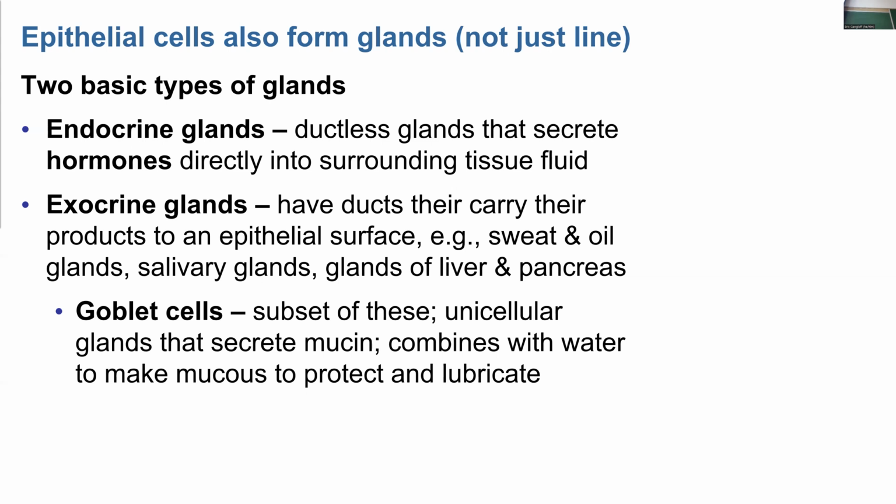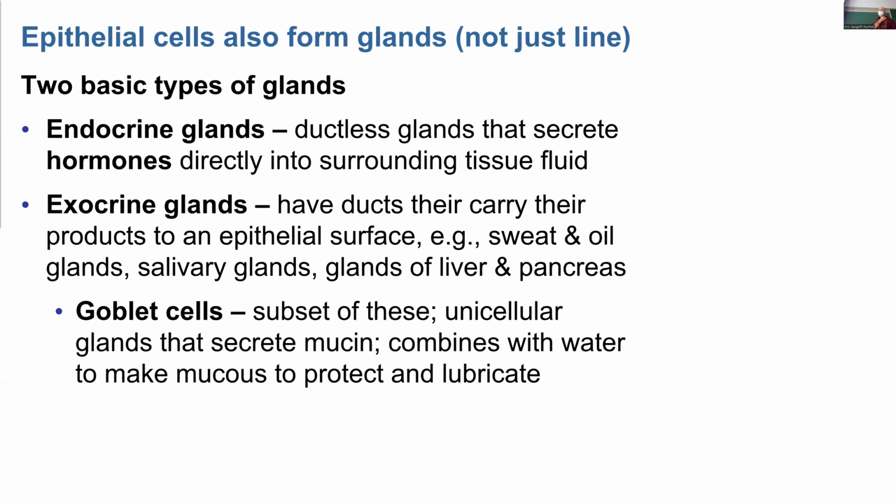And then we have what's called exocrine glands, which have ducts and carry their products and deliver it to a specific place. And so that are things like sweat and oil glands that cover all of your body, your salivary glands, which produce saliva and excrete it into your mouth, of course. Then you have glands of your liver and pancreas that excrete different enzymes and things like that into your digestive system to help you digest food.